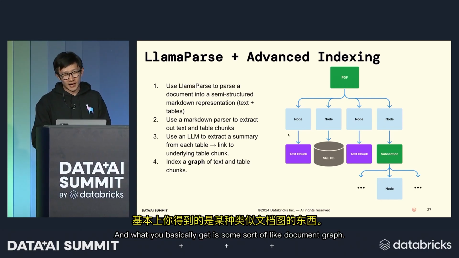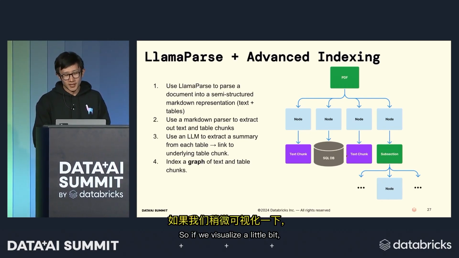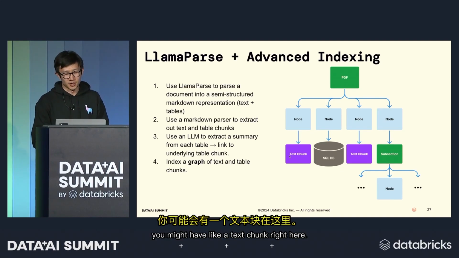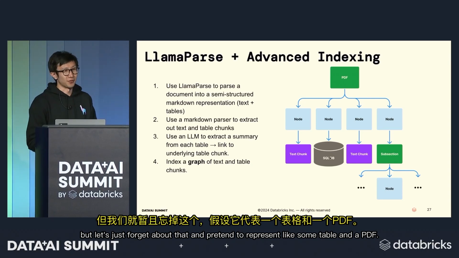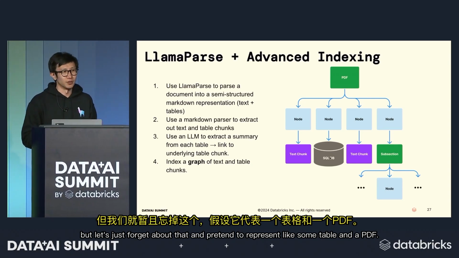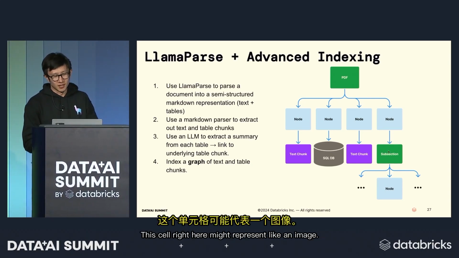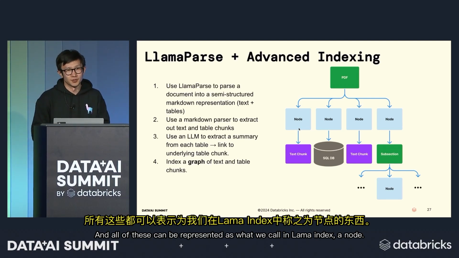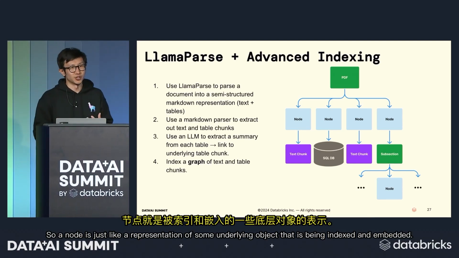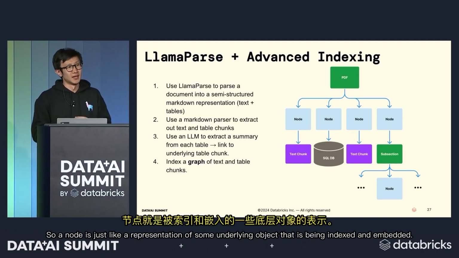And what you basically get is some sort of document graph, right? So if we visualize a little bit, you might have a text chunk right here. This says SQL database, but let's just forget about that and pretend it represents some table in a PDF. This cell right here might represent an image. And all of these can be represented as what we call in LlamaIndex a node, right? So a node is just a representation of some underlying object that is being indexed and embedded.